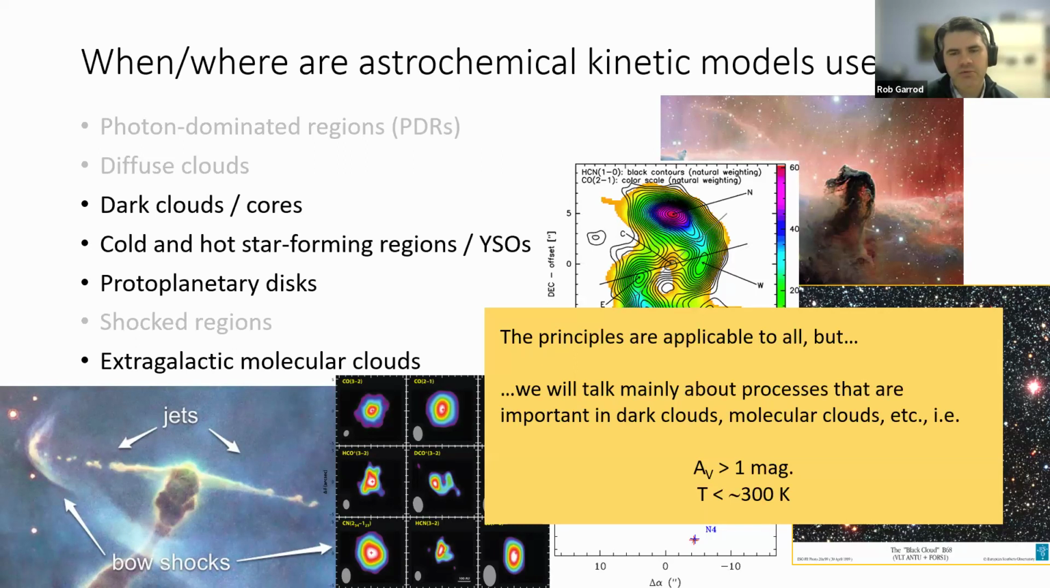But I say in general, most of the processes that I talk about are going to be most important for darker regions. So dark clouds, certainly, and certainly the colder stages of star formation. I'm not going to get into protoplanetary disks, but a lot of these processes are still very relevant, and these processes will all be relevant in other galaxies as well.